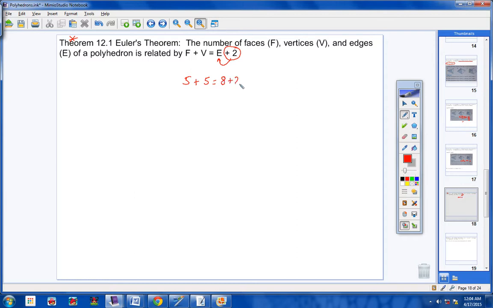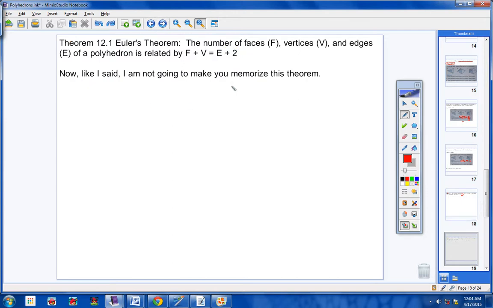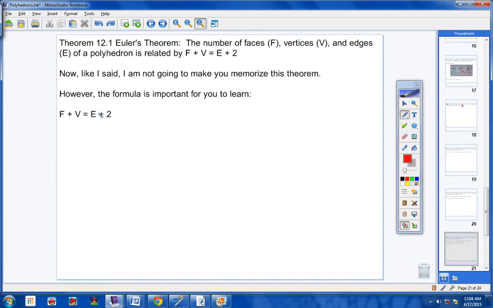So you add 2 just to make both sides equal. But this is a formula, so you have to have an equal sign here. So in order to make both sides equal, you add 2 to the left side to the edges, okay? But this formula here is, like I said, I'm not going to make you memorize this, but the formula is important for you to learn. You need to know this formula. F plus V equals E plus 2, okay?